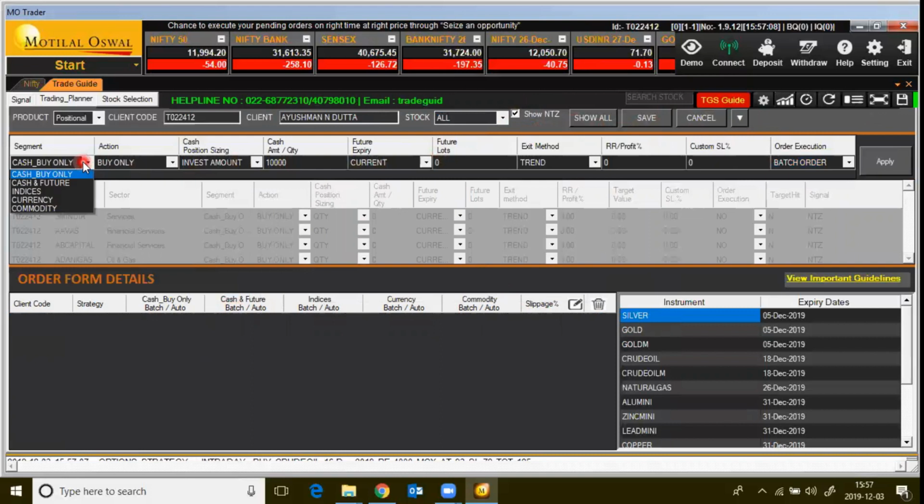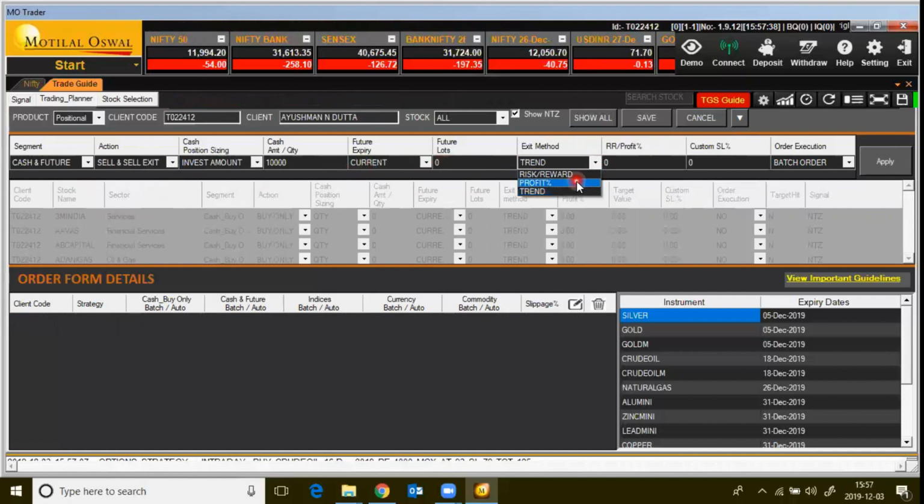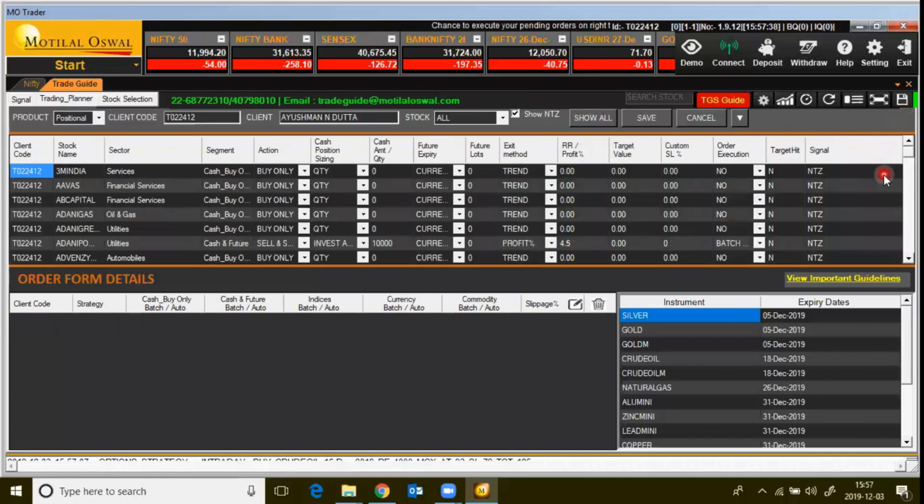Suppose you want to select for cash and future, and you are selecting here sell and sell exit. Investment amount is 10,000, and you are taking it on the basis of profit percentage. So let's take a profit percentage of 4.5, then you click on batch order and click on apply. Since these are your anti-Z signals, we won't be able to see the batch order right now. So for the purpose of showing, we are going to select those stocks whose signals have already been generated.